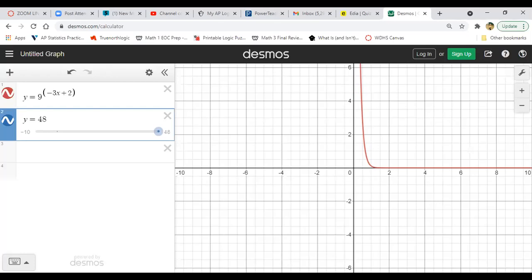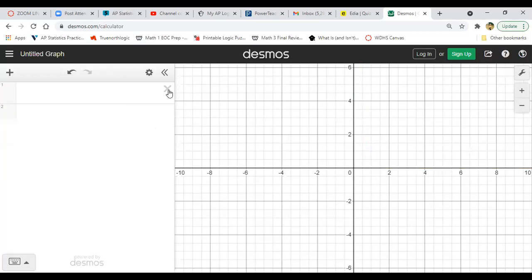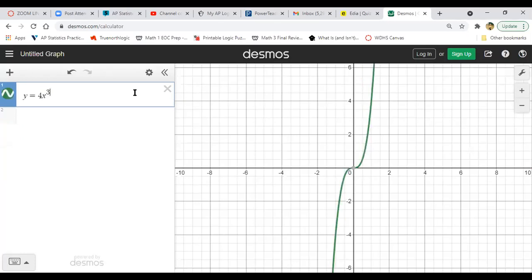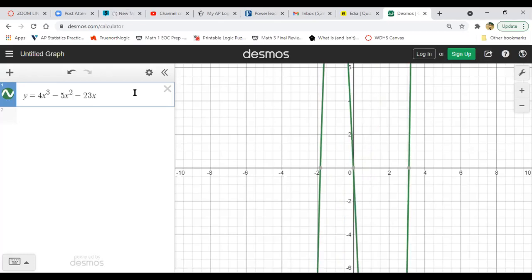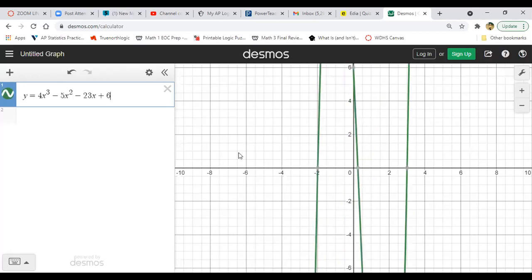All right, let's look at number 17. We'll go backwards to number 17. So 17 asks you, what is the distance to the nearest hundredth of a unit between the two zeros that are closest to each other? So remember what we talked about with zeros. If you need to, put in y equals 4x to the third minus 5x squared minus 23x plus 6.